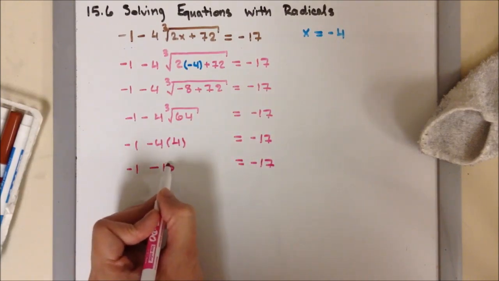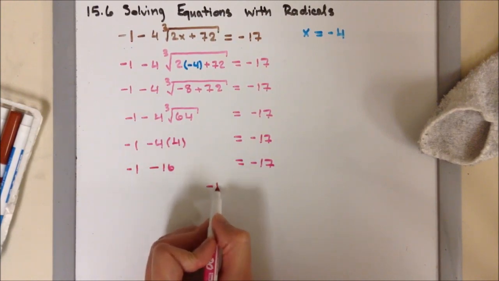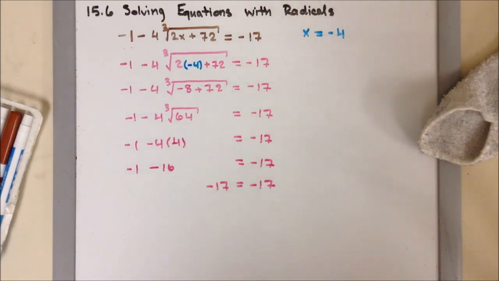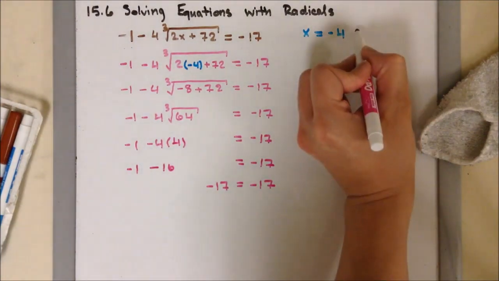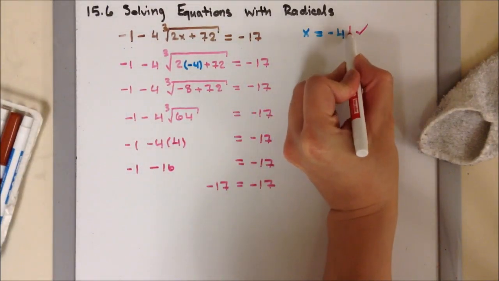Now on the left side, negative 1 minus 16 will equal negative 17. And it matches with the other side, which is negative 17. So this answer will work. So I'm going to box that, and this will be my final answer.